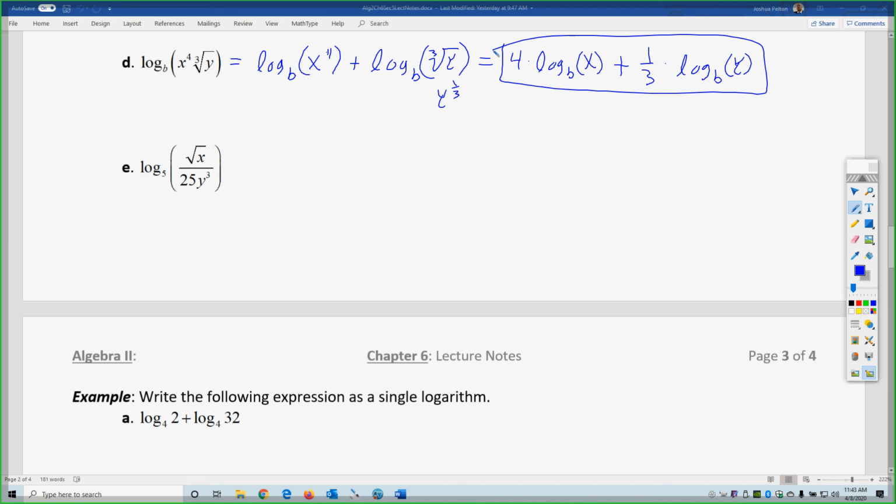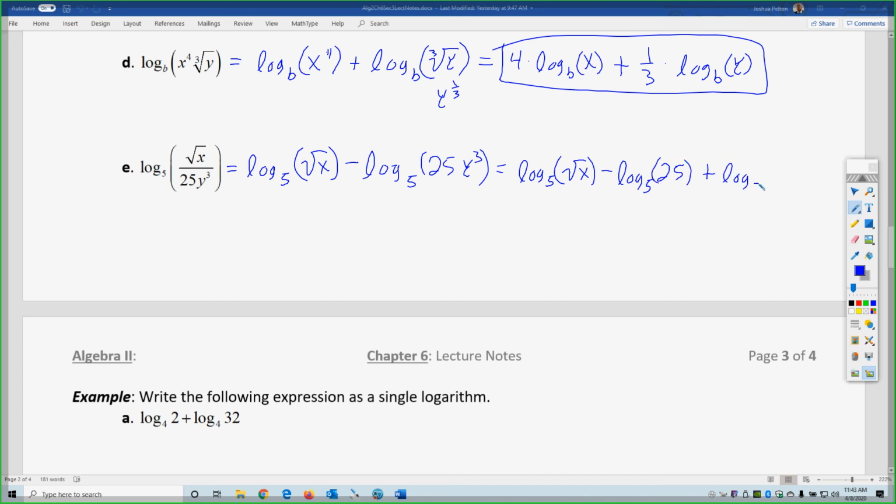Okay, next one. This has all three. Quotient rule must come first. So log base 5 of the root x minus log base 5 of 25 y to the third. So quotient rule first, so then product rule. Log base 5 of root x minus log base 5 of 25 plus log base 5 of y to the third. But again, this is wrong because that negative must go to both terms because that negative applied to the whole log, didn't it? Right?